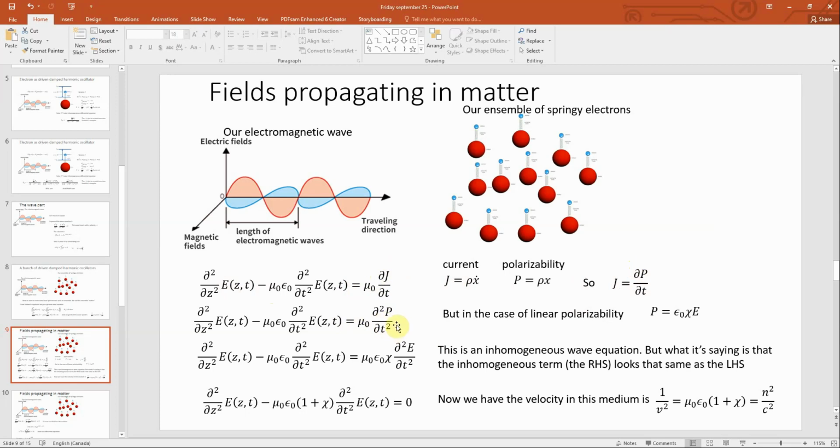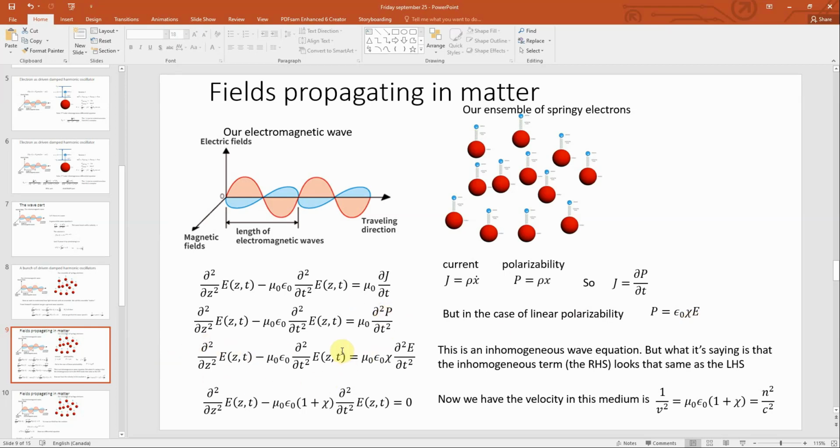Okay, so in the linear case, we said that the polarizability is going to be proportional to the electric field. So we have this polarization P is equal to epsilon naught chi E, assuming that this is linearly proportional to the electric field, where we don't know what chi is, but we still know epsilon naught.